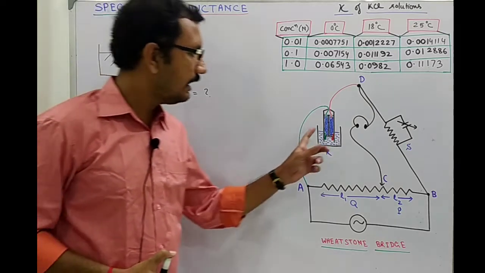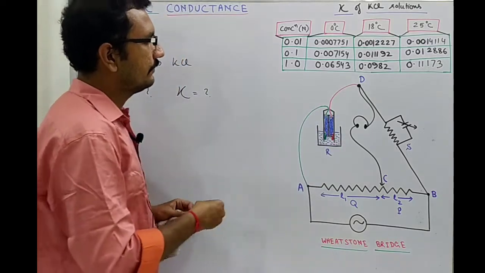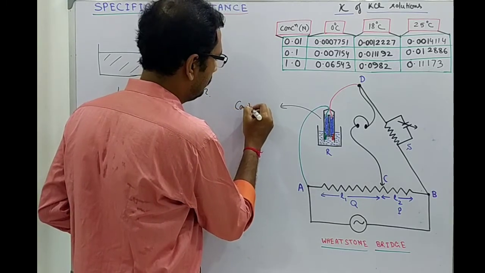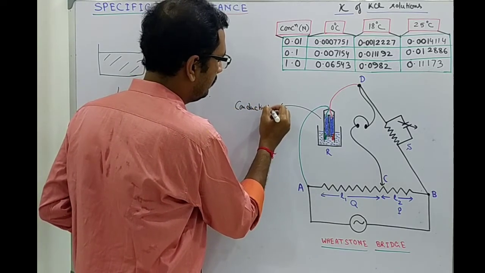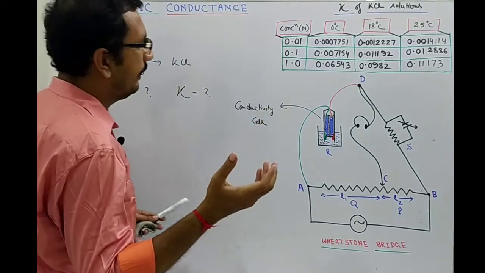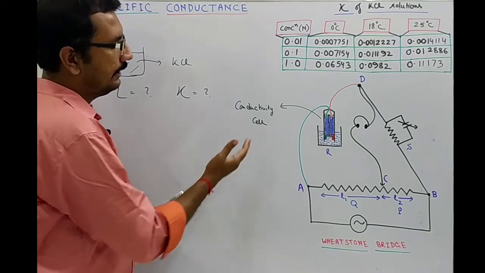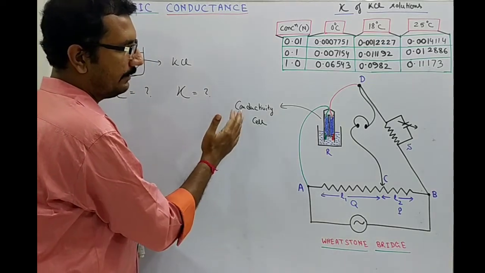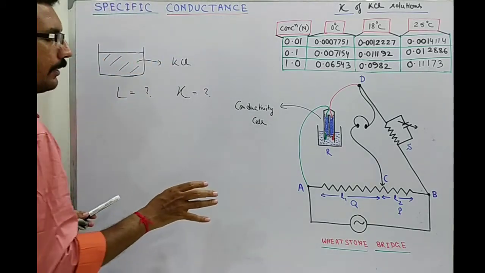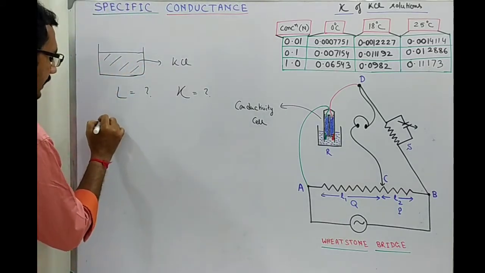First of all, you need a conductivity cell. This is the conductivity cell. This machine is the conductivity cell. A conductivity cell is defined as an apparatus, an instrument, a cell that measures the conductance of any electrolytic solution. So what will it give you? It will give you the resistance.